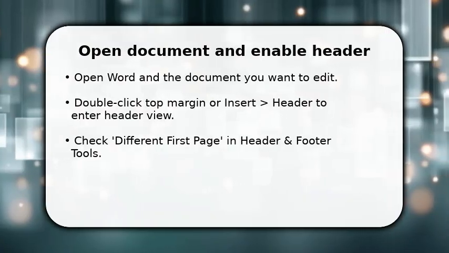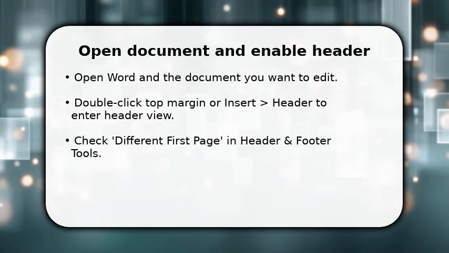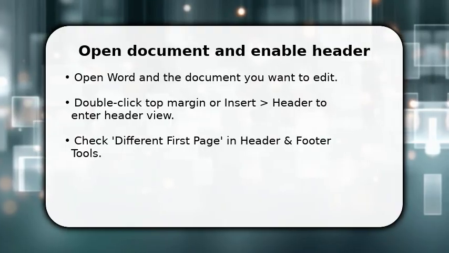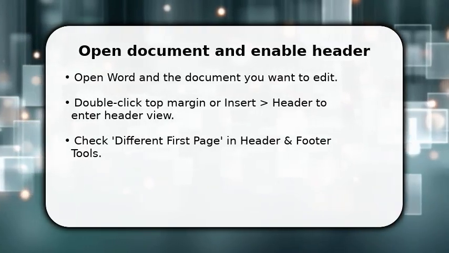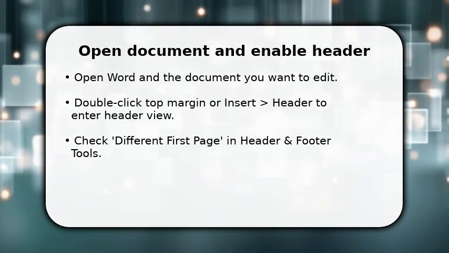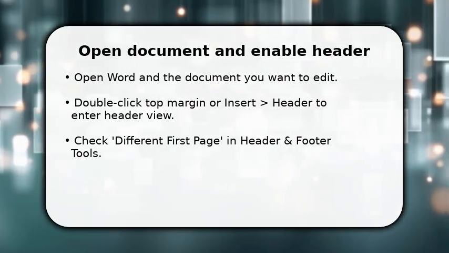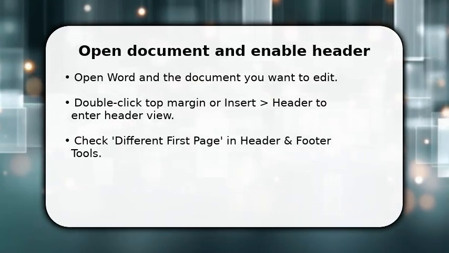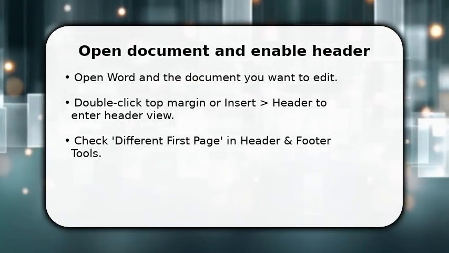You start by opening the document and going straight into the header area. Double-click the top margin or use Insert Header. Once inside the header, look for Header and Footer tools and check Different First Page. This separates page 1 header from the rest. You do this because Word treats the first page header independently only when that option is enabled.